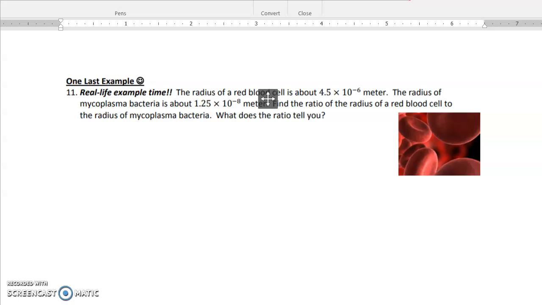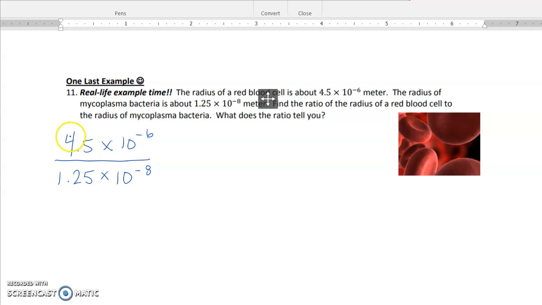The final example, the one you've been waiting for, the real-life example, is looking for the ratio of the radius of a red blood cell to the radius of a mycoplasma bacteria. So, a red blood cell is 4.5 times 10 to the negative 6. And to complete the ratio, on the bottom we'll have 1.25 times 10 to the negative 8.